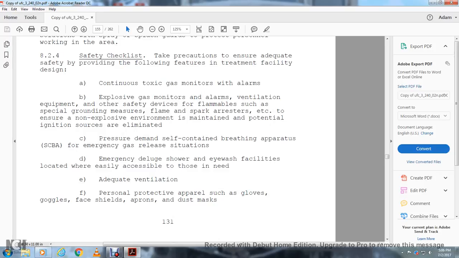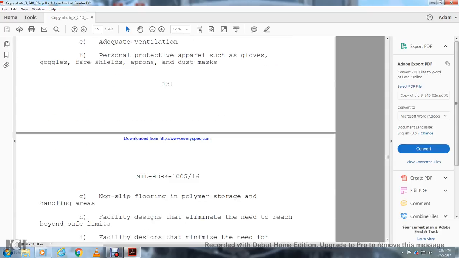Alright, 8.2.4, safety checklist. Take precautions to ensure adequate safety is provided. The following features should be considered for the treatment facility design: continuous toxic gas monitors with alarms; explosive gas monitors and alarms, with ventilation equipment and other safety devices for flammables, such as special grounding measures, flame and spark arresters, etc.; as far as possible, a non-explosive environment, maintaining potential ignition sources eliminated; positive pressure demand self-contained breathing apparatus for emergency gas release situations; emergency showers and eyewash facilities easily accessible to those in need; adequate ventilation; personal protective apparel such as gloves, goggles, face shields, aprons, and dust masks; and non-slip flooring.